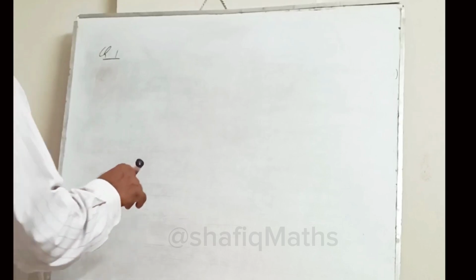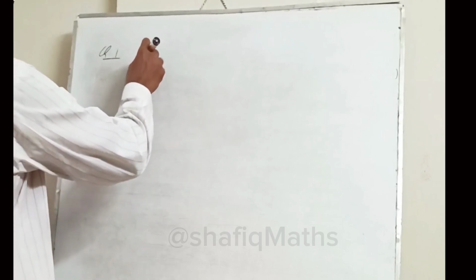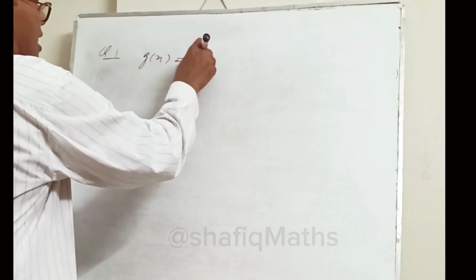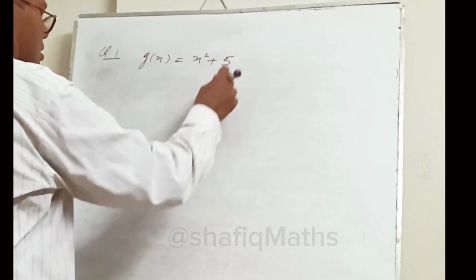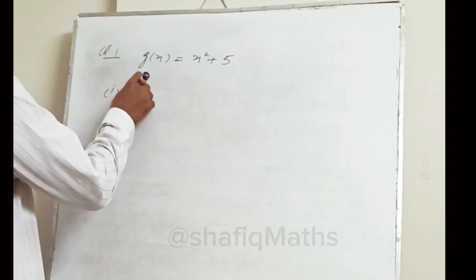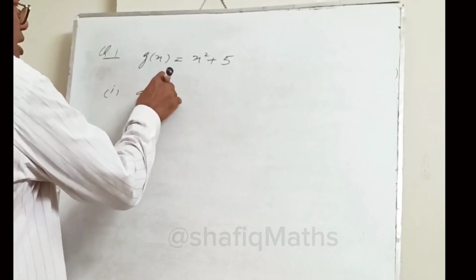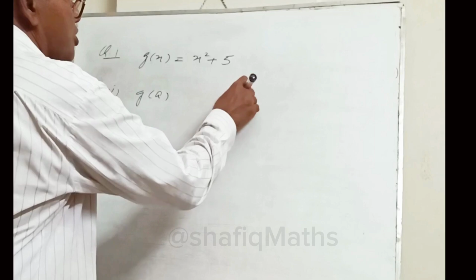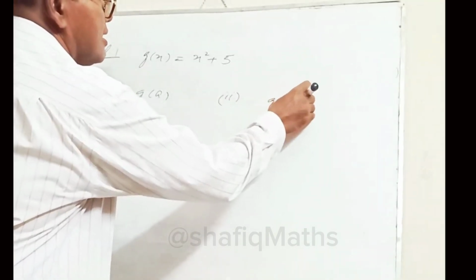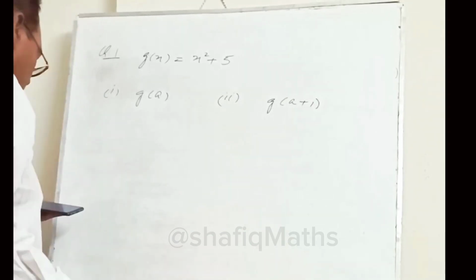This is our question number 1. g(x) equals x square plus 5. Find the value of g(a). This is the first part of the question. g(a plus 1) is the second part of the question.